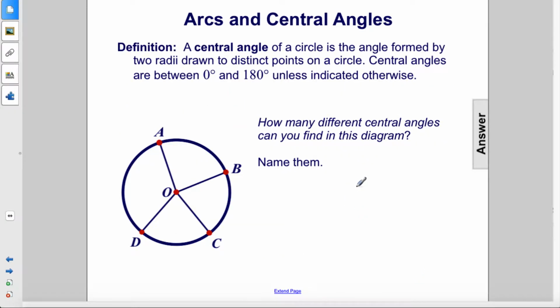A central angle of a circle is the angle formed by 2 radii drawn to distinct points on a circle. Central angles are between 0 degrees and 180 degrees unless indicated otherwise. How many different central angles can you find in this diagram?